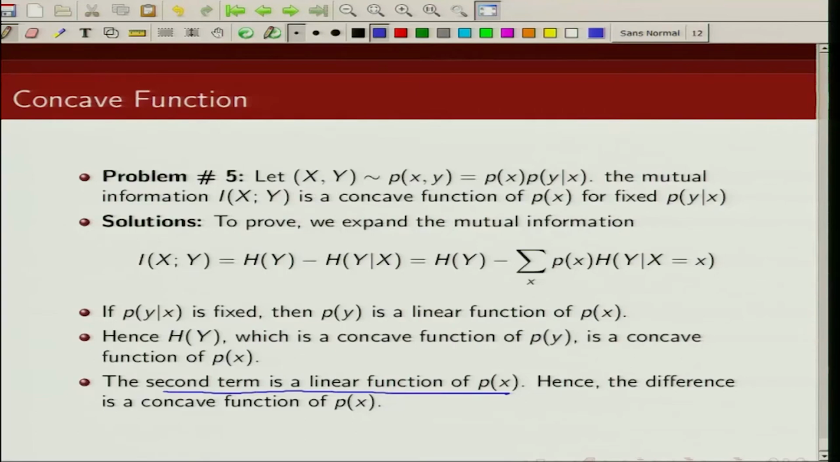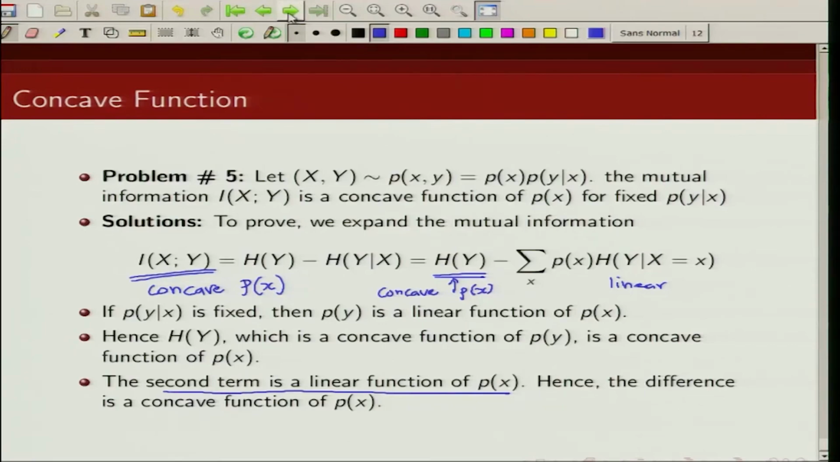So we have now proved that mutual information between X and Y is a concave function of P of X, because we have shown that mutual information is nothing but the subtraction of these two functions. This function is a concave function of P of X, this function is a linear function of P of X. So a concave function minus a linear function is a concave function, so this will be a concave function of P of X, and that is our proof.